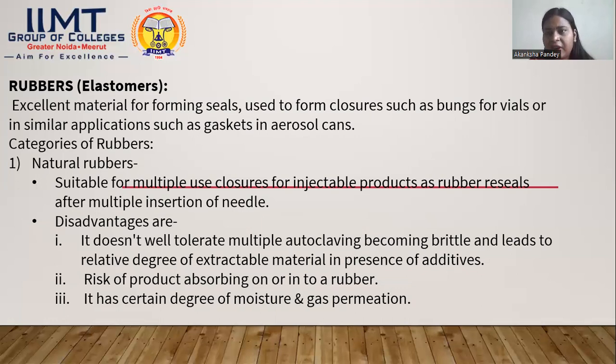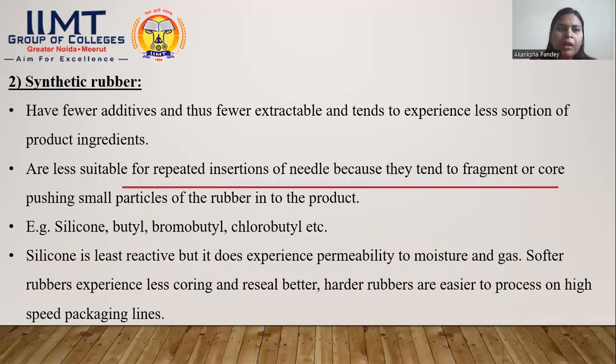What are the disadvantages? If we sterilize it multiple times, it doesn't act the same way as it does on first use. And there is a high chance that the rubber could absorb the material packed inside the container. Next, we talk about synthetic rubbers, which have very few additives.